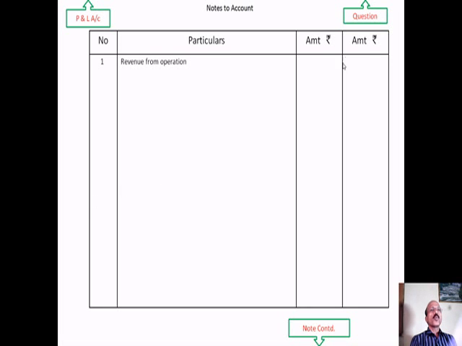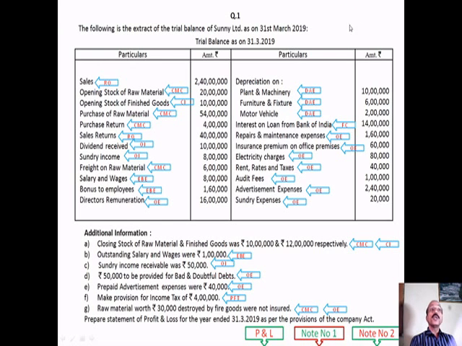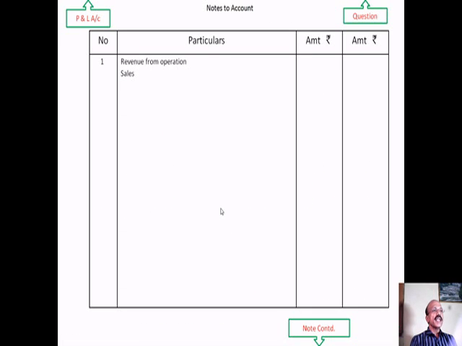Let us find out what comes in revenue from operation, which we have already mentioned. Sales is revenue from operation, and sales return is a part of it. There is no further item as such. Hence these two items will come, sales and sales return. So let us prepare note number 1, sales. What is the amount of sales here?